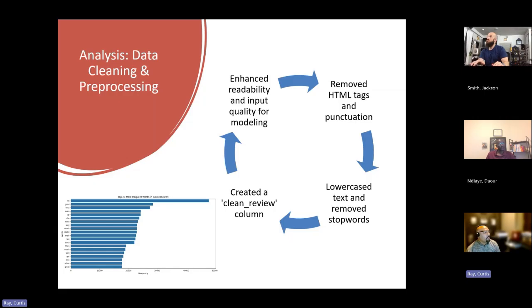We first started by removing the HTML tags and punctuation from our data set. Then we created some code to push all of our alphabetical casing into lowercase and removed any unnecessary stop words. Next, we created a clean review column, which had all of our reviews that were pre-processed, cleaned, and ready for analysis. Lastly, we enhanced reliability and input quality for modeling. This arrow reinforces that these operations form an iterative, self-reinforcing cycle that produces standardized, modeling-ready text for analysis.